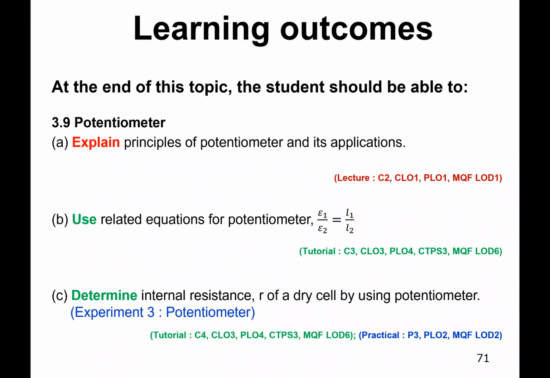Let's proceed our discussion on subtopic 3.1, which is potentiometer. We have three points to be covered in this subtopic: part A, part B, and part C. But for part C, we are going to cover it in the lab. Okay, we are going to do experiment number 3. But for tutorial and lecture, we are going to cover part A and part B. First, we are going to explain the principles of the potentiometer and its applications. And B, we are going to use related equations for potentiometer.